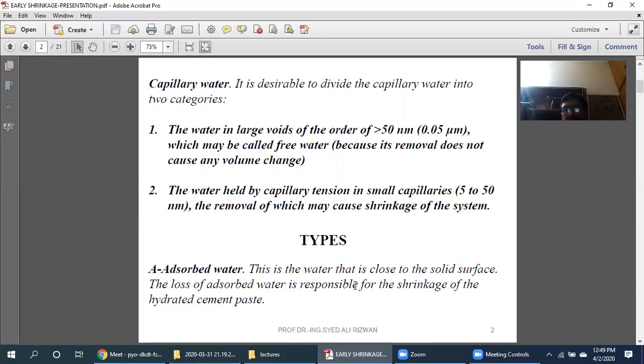the cementitious system. Now the water can be held in these capillaries as different types. Number one, type A, is adsorbed water. This is the water that is close to the solid surface, and the loss of adsorbed water is responsible for shrinkage of hydrated cement paste.